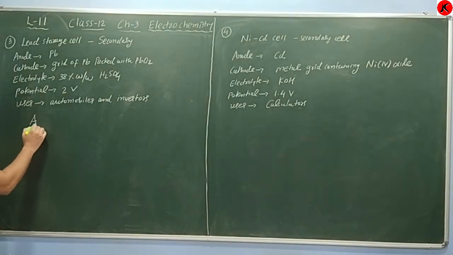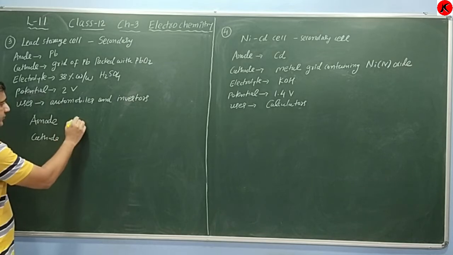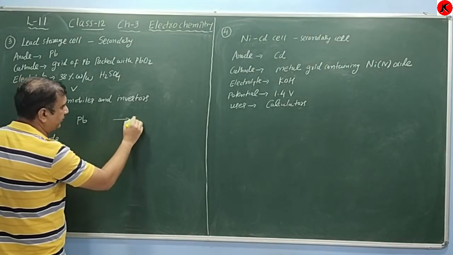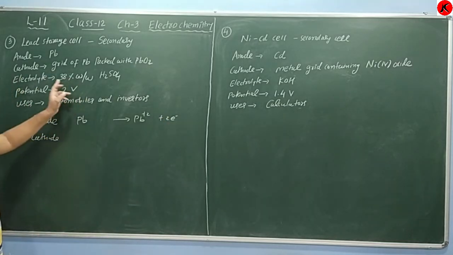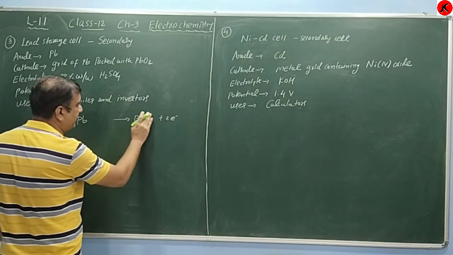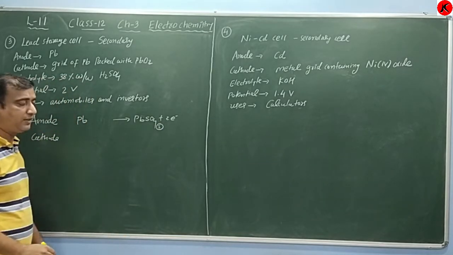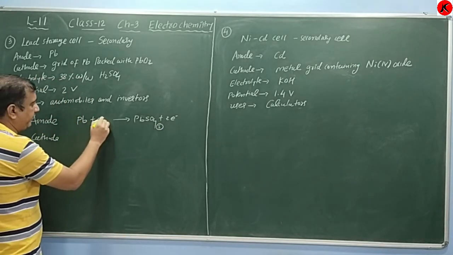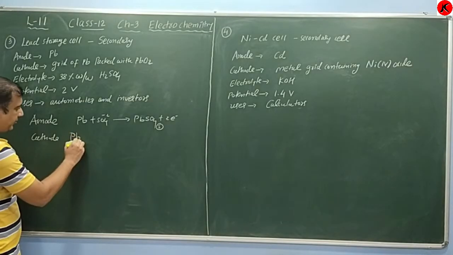Anode and cathode. The anode is made up of lead, that means Pb. Pb is converted to Pb+2 plus 2 electrons. Now the electrolyte is H2SO4 solution. So this Pb+2 combines with SO4 minus 2, and solid PbSO4 is separated. For balancing, SO4 minus 2 is added here. The reaction is balanced.